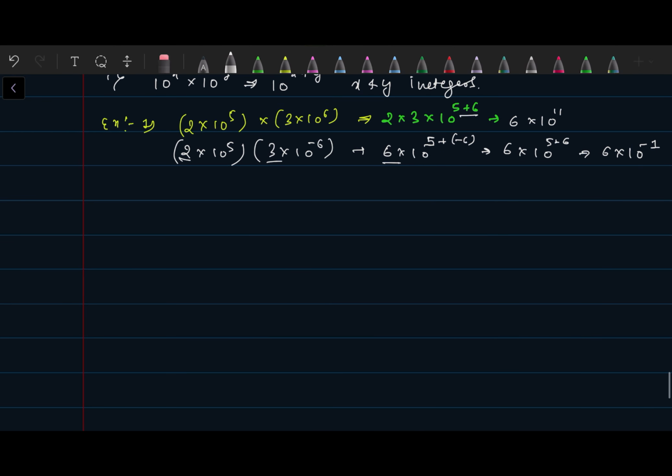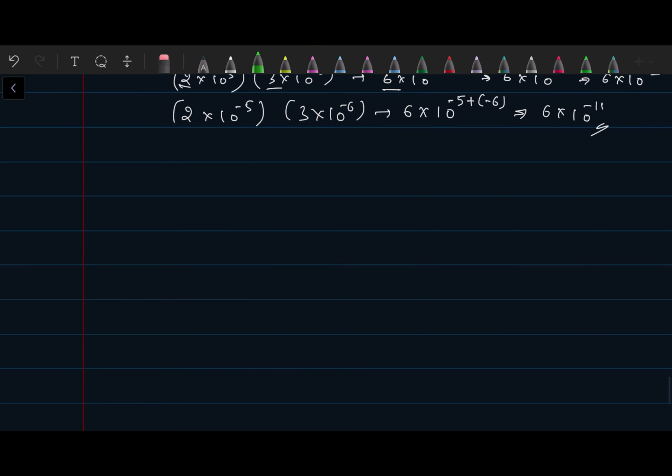Then the third case, if 10 to the power minus 5 is there and another is also 3 into 10 to the power of minus 6, then again you have to add, means 2 into 3 we will get 6, then 10 to the power of minus 5 plus minus 6. If I add these values, then finally again I am going to get 10 to the power minus 11. This is how we have to add exponent values.